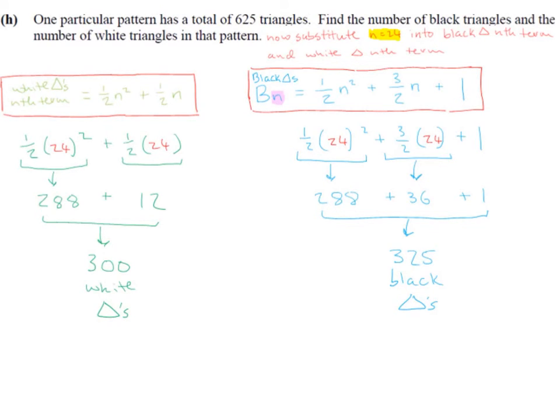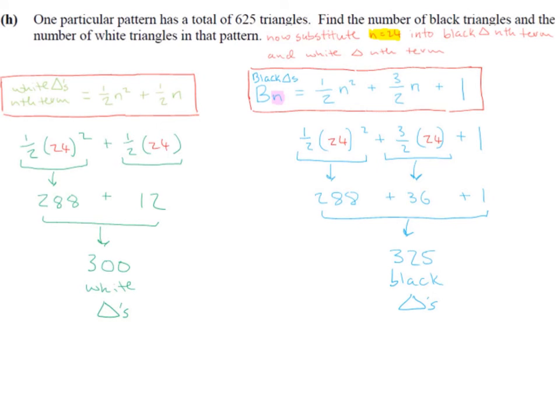So our white nth term formula is a half n squared plus a half n, and our black nth term formula is a half n squared plus 3 over 2n plus 1. So we're subbing n equals 24 into both of these formulas. So we get a half times 24 squared plus a half times 24. And then we get a half times 24 squared plus 3 over 2 times 24 plus 1. So then we just work them out.